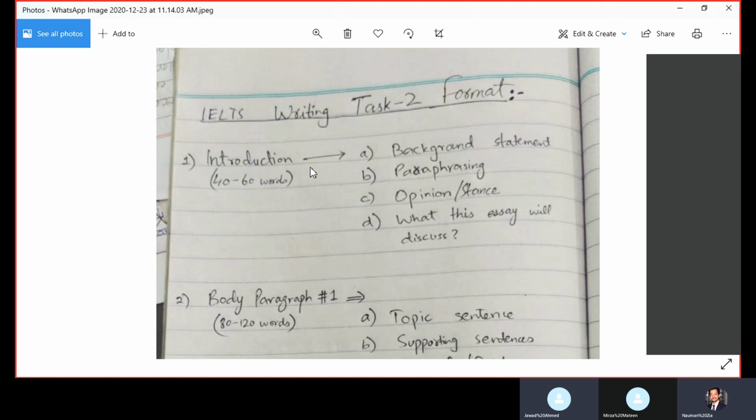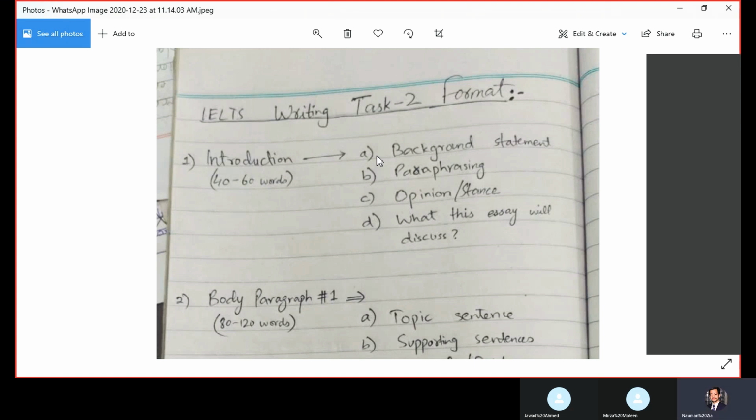All right. Now, introduction. First, there should be 4 key elements that you must mention in your introduction, right? First is the background statement. Second, paraphrasing. Third, your opinion or stance. And fourth, what your essay will discuss. Now, let me tell you something. What is the meaning of background statement?